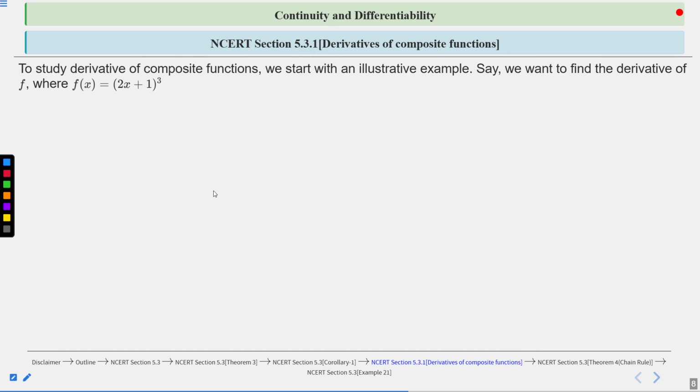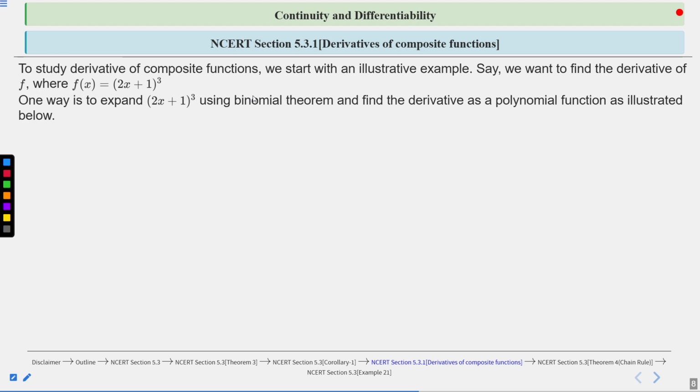Which is NCERT section 5.3.1, derivative of composite functions, right? To study the derivative of composite functions, we start with an illustrative example. Say we want to find the derivative of the function f, where f(x) is (2x plus 1) whole cube, right?